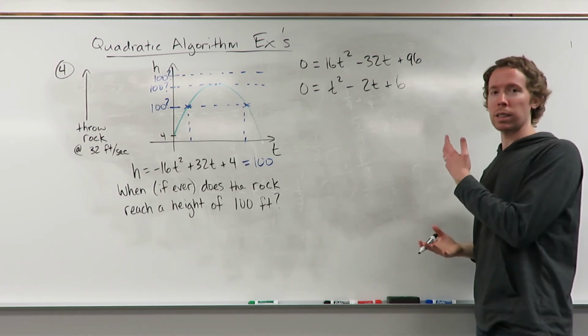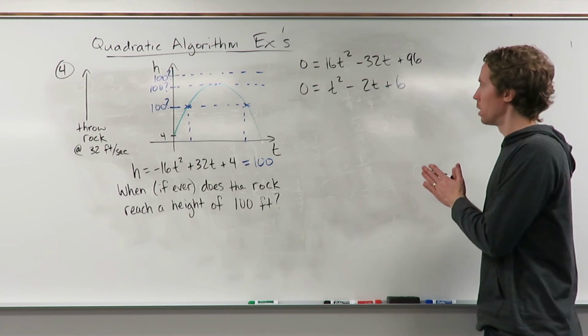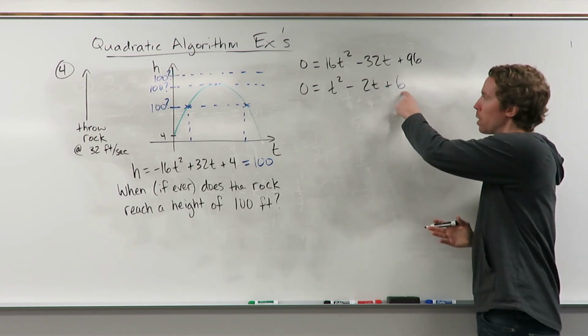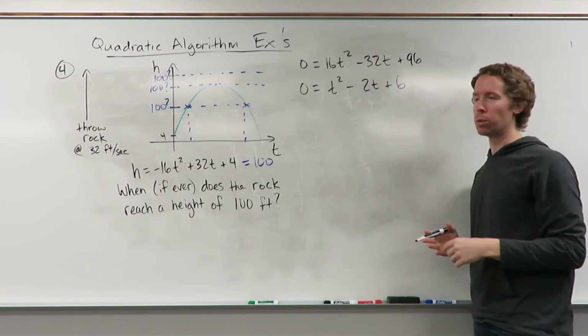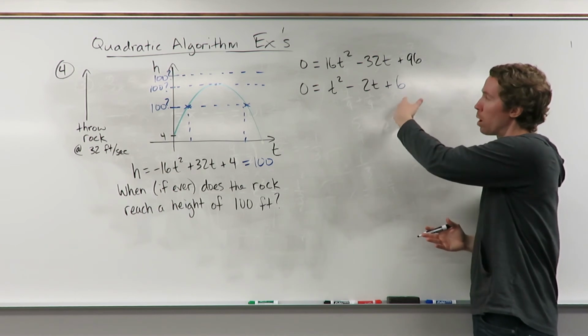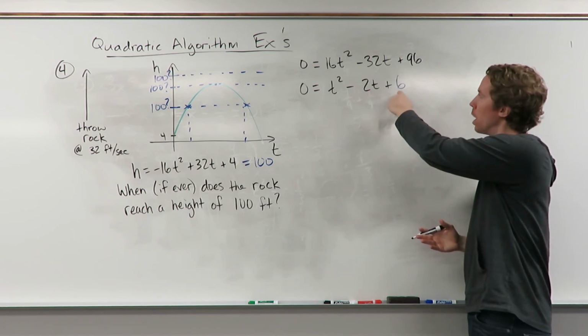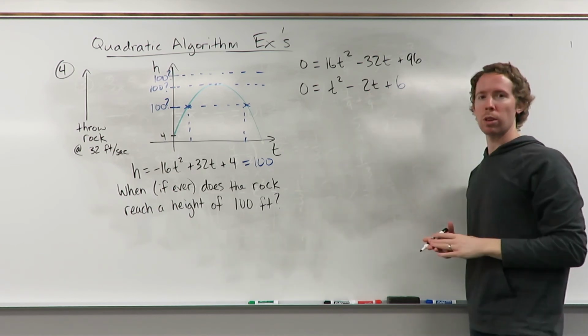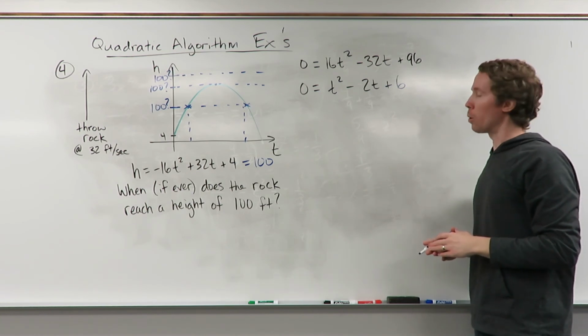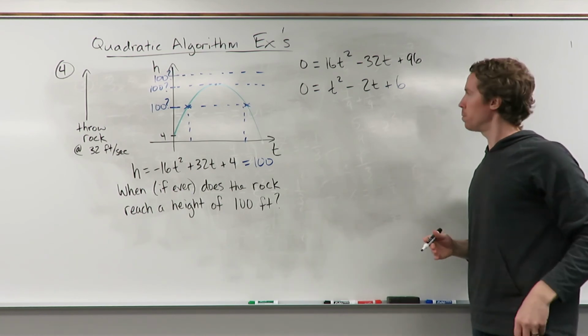It's worth asking ourselves if we can factor this out easily. So can I get two numbers that multiply to positive 6 and add to negative 2? 6 and 1 won't give me the right combination. 3 and 2 also won't give me the right combination. So I've got to go to our quadratic algorithm.